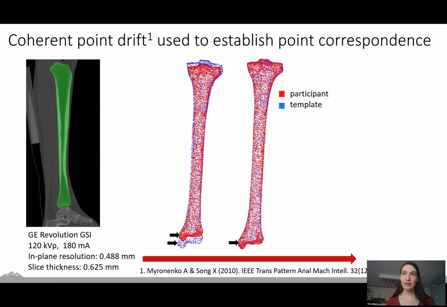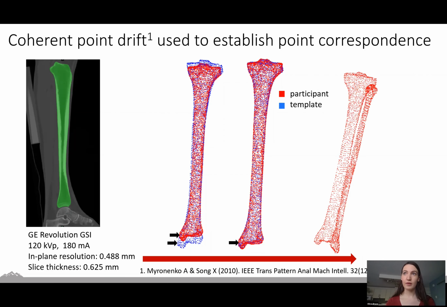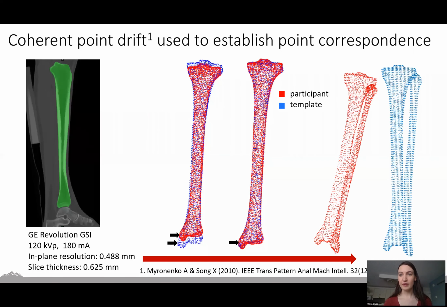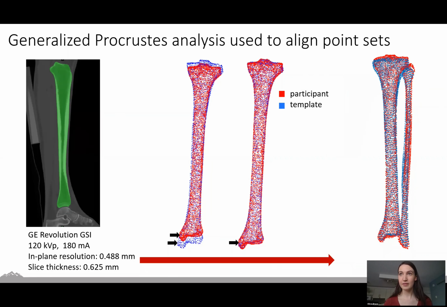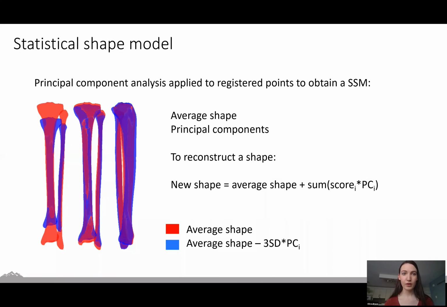Those points were then isolated from the participant's original point set, so undeformed. And then a generalized Procrustes analysis was used to align all of the participants' point sets to each other. So what you end up with is a set of registered point clouds. A principal component analysis is then applied to that set of registered points to obtain a shape model.